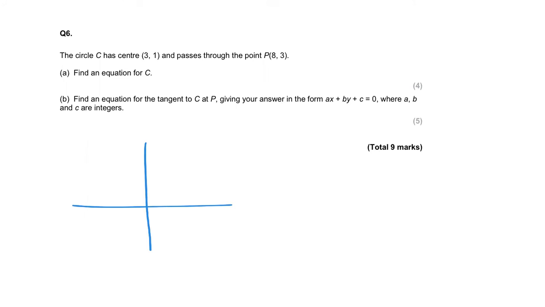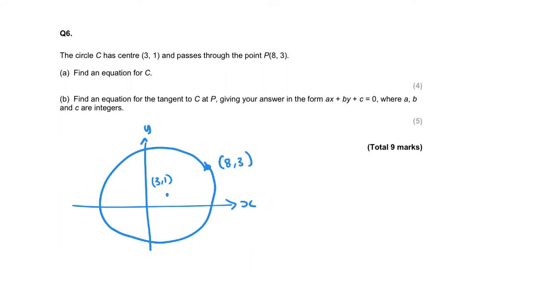So remember, I like to visualise what's happening. So 3, 1 is roughly here, and the point P, 8, 3 lies on the circle. So there we go. There's my circle. So I have 3, 1. Okay, 8, 3. Perfect. Find an equation for C. Well, first of all, can I start with the centre? X minus 3 squared plus y minus 1 squared. Absolutely right, okay? So now this equals my radius squared.